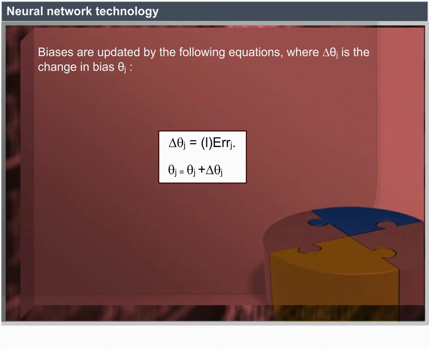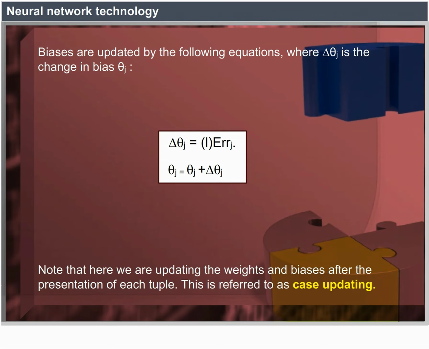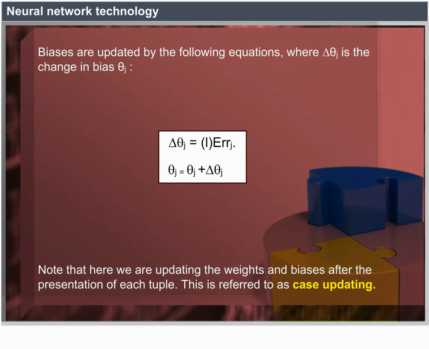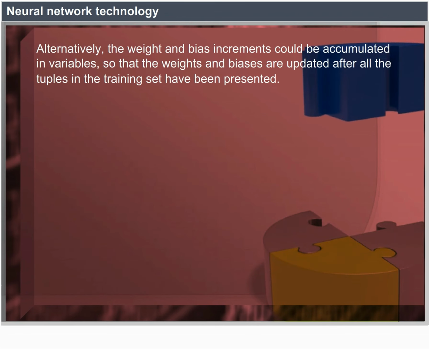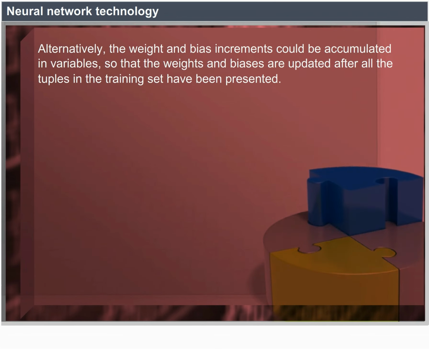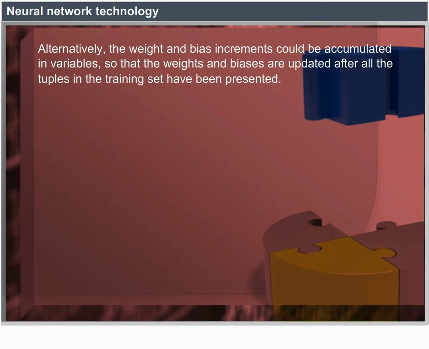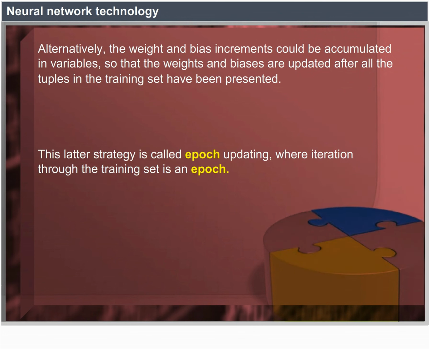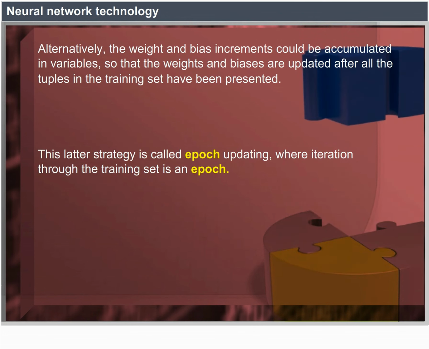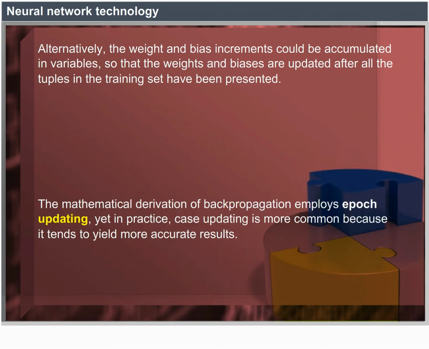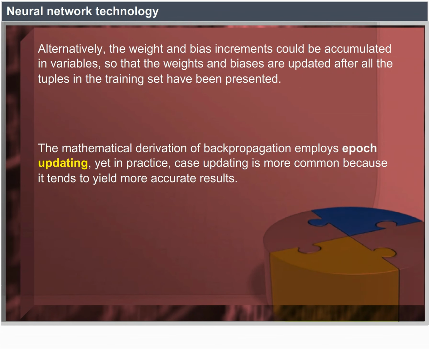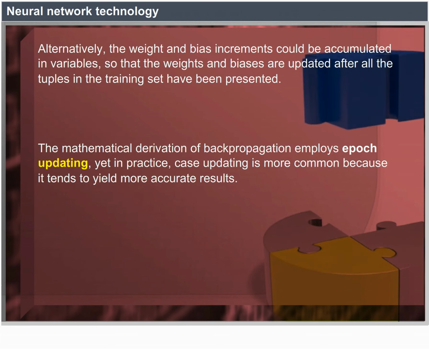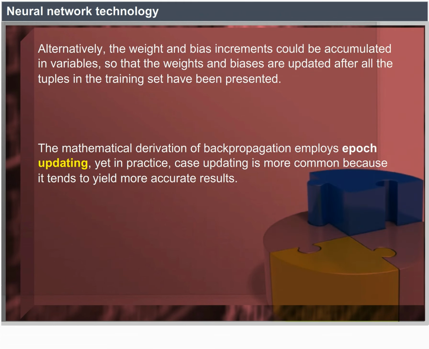Note that here we are updating the weights and biases after the presentation of each tuple. This is referred to as case updating. Alternatively, the weight and bias increments could be accumulated in variables so that the weights and biases are updated after all the tuples in the training set have been presented. This latter strategy is called epoch updating, where one iteration through the training set is an epoch. The mathematical derivation of backpropagation employs epoch updating. Yet in practice, case updating is more common because it tends to yield more accurate results.